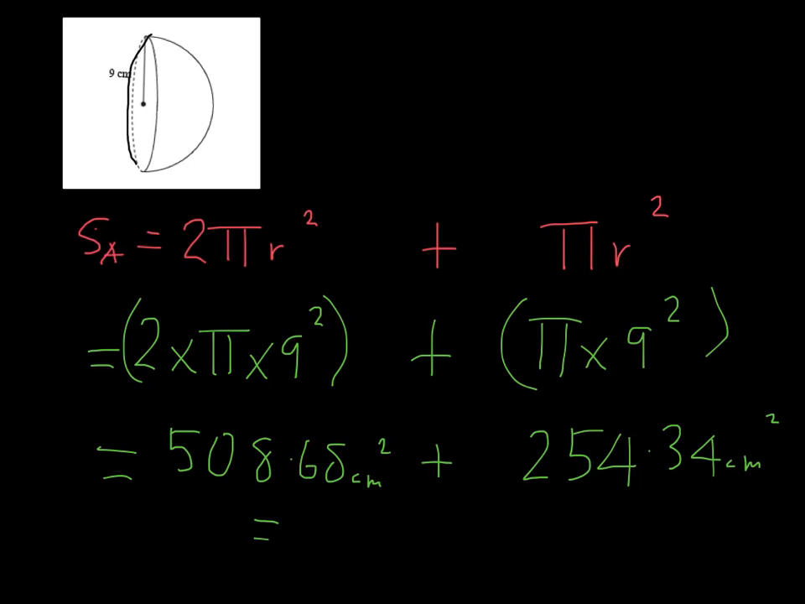Therefore, to find the answer, we need to add them together, which is going to give you 508.68. Sorry, I've just added that on. Add them together, you end up with 763.02 centimeters squared for the total surface area. So that means the surface area of the curved surface plus the circular base surface as well.